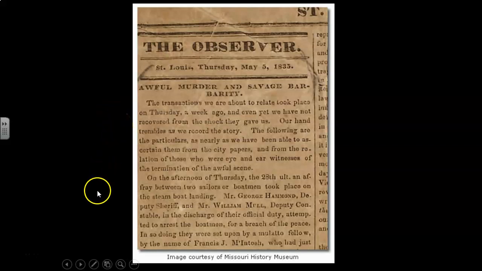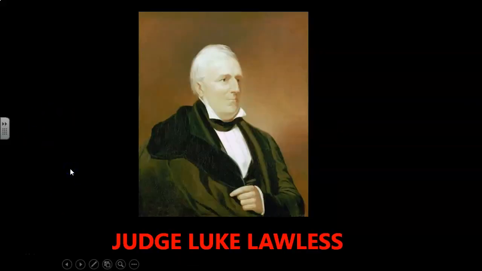In the days after, because of all the press attention, the St. Louis government decides to set up an investigation as to what had happened, and that investigation is going to be led by a gentleman named Luke Lawless, Judge Luke Lawless, and I am not making up his name, that is his real name. And Judge Luke Lawless is going to lead an investigation to see what happened and what should have happened and how this was allowed to happen. The problem with him and his investigation is he is a known racist.